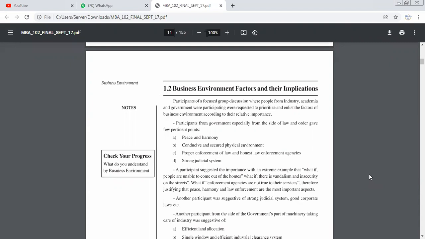Suppose you are an entrepreneur and you want to earn money. Where will you try to start your own business? Definitely where the resources are available. Are you going to start your business in a rural area?